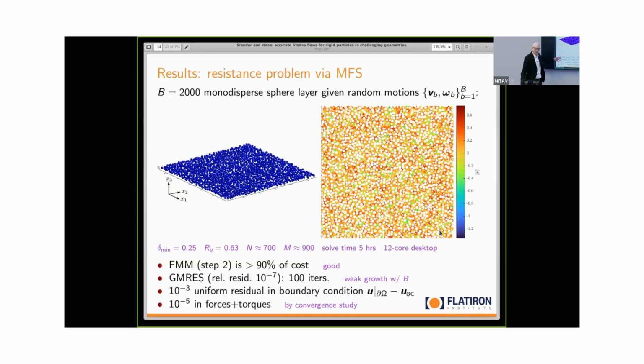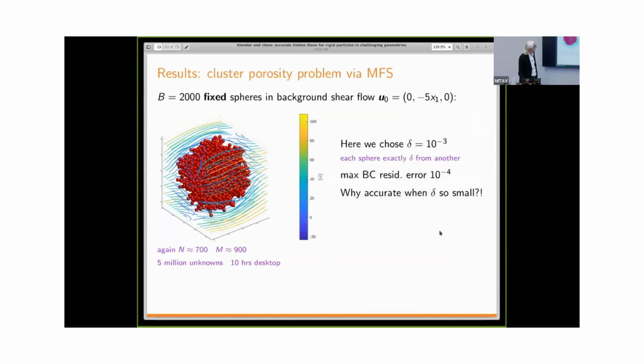Okay, almost all the cost is the fast multipole method. The number of iterations is sort of problem dependent, which can be annoying. We get 3 digits in the boundary error. And you get more digits than that in the forces and torques. So, okay, I'll show you another example.